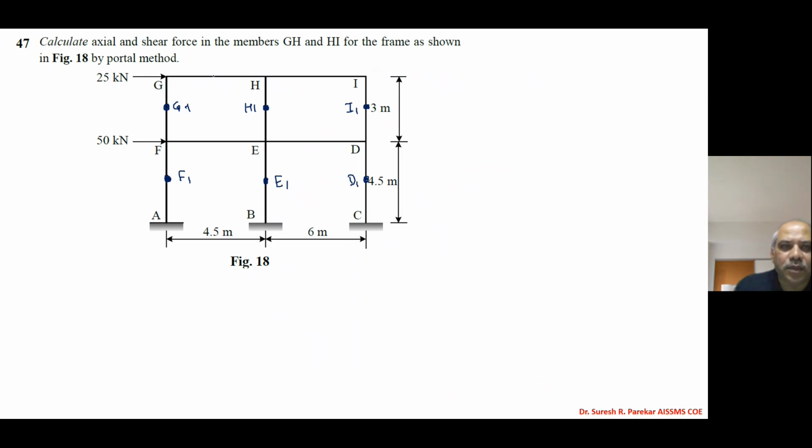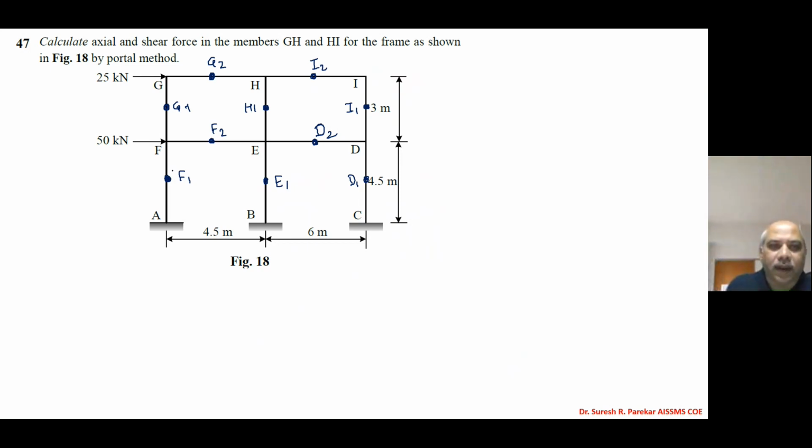Then the mid span of the beam also has an inflection point. So this will be G2, and then I2. Similarly in FE we have F2, and in ED we have ED2. Now we have to solve this by considering the parts one by one.